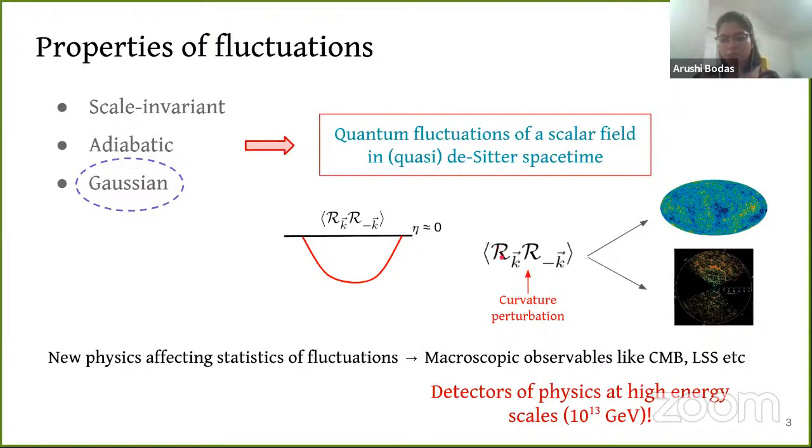Here the R is actually the curvature perturbation. In some sense, it's the fluctuation of the inflaton, which is sourcing CMB or LSS or all these density fluctuations. So the point I want to make is that if there is any new physics that affects the statistics of these quantum fluctuations, then it will also show up in the statistics of macroscopic observables like we see in CMB or LSS. So these experiments actually act as a detector of physics at really high energies. And by high energies, that means the energy scale at which inflation is expected to occur, which is around 10^13 GeV, which is very exciting.